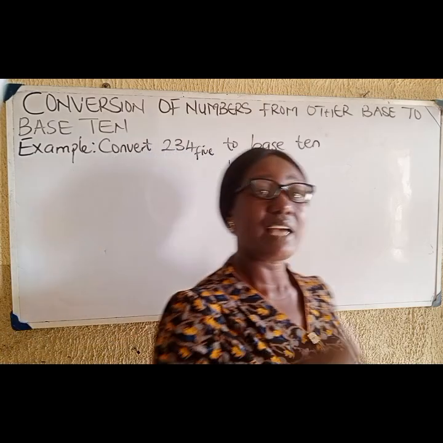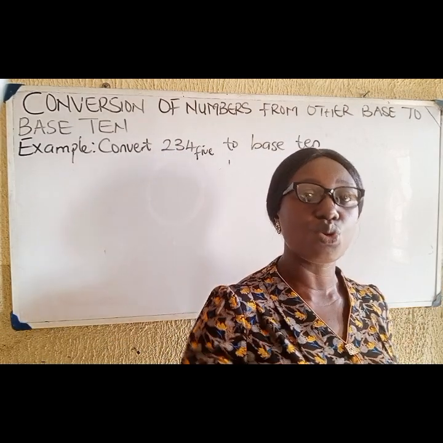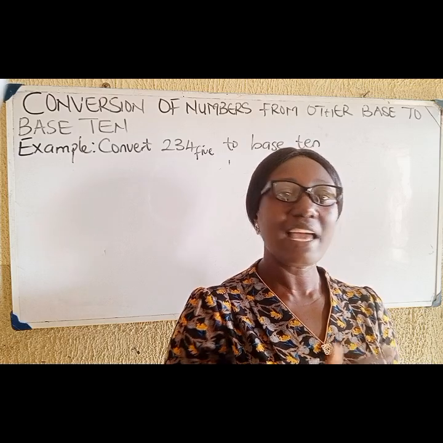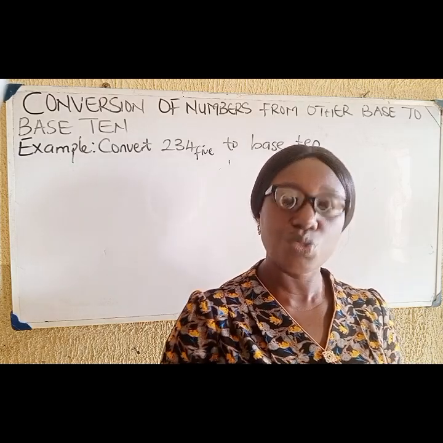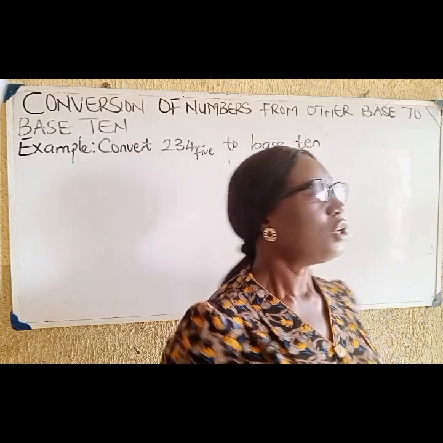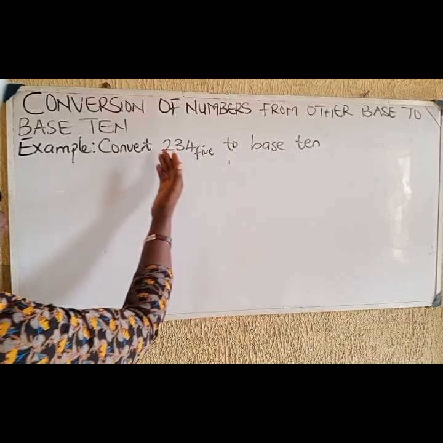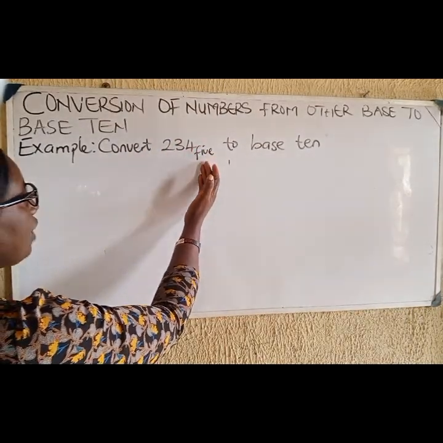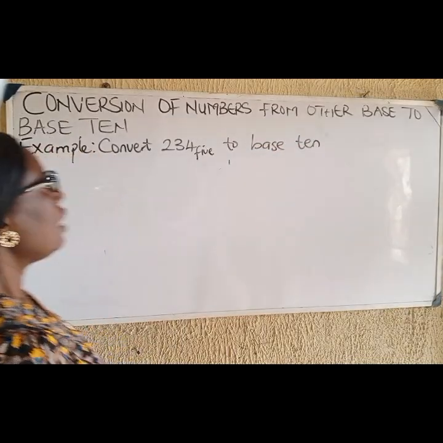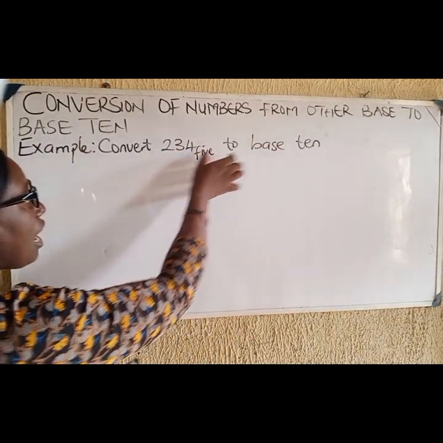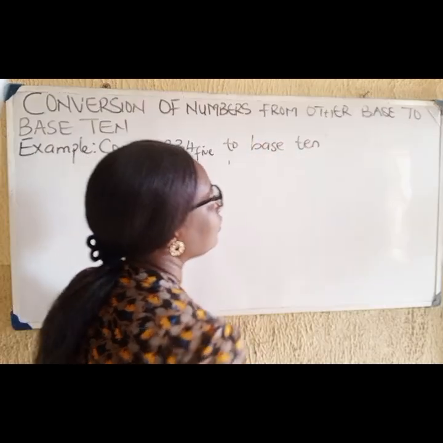Like I said, number bases start from base 2 to infinity. So you have base 5, base 7, base anything, from 2 to infinity. So let's see how to convert. The example says convert 234 base 5 to base 10. I should take this 234, which is in base 5, to base 10.